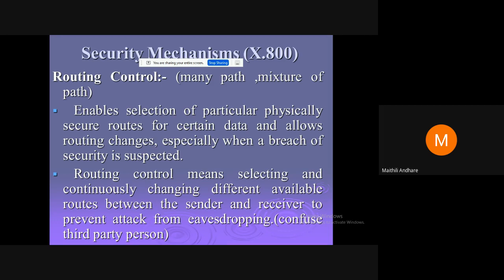So basically, this particular routing control enables the selection of a particular physically secure route for certain data, and allows routing changes, means change in the path, especially when a breach of security is suspected. Means continuously changing the different available routes or paths between sender and receiver. For what purpose? So as to prevent the attack. Means what we are doing here is, we are confusing that opponent or attacker.